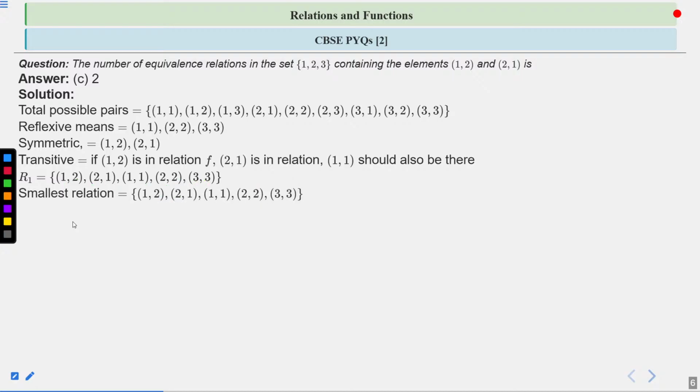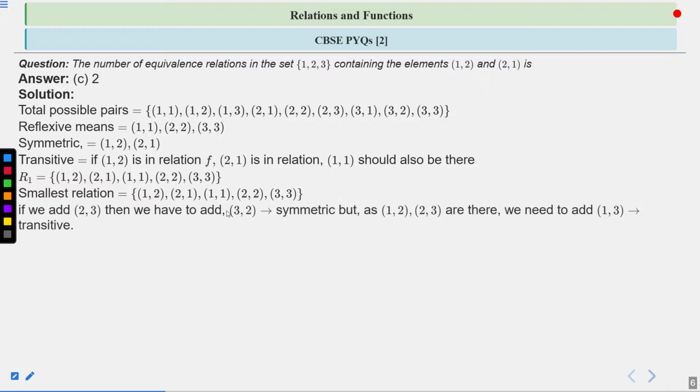See, the smallest relation that can be defined is (1,2), (2,1), (1,1), (2,2) and (3,3), right? Let us try to define another relation. Now suppose we add (2,3). If we add (2,3) in this relation, then for the relation to become symmetric, we must add (3,2), right? If we are adding (2,3), then (3,2) must be added.